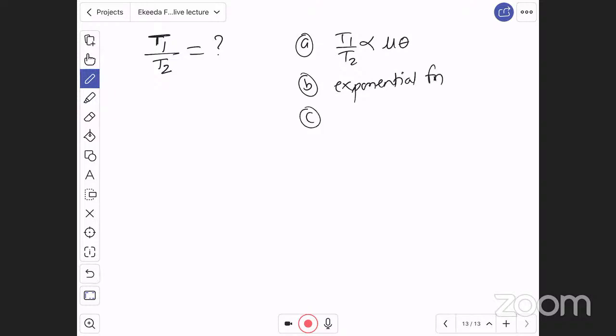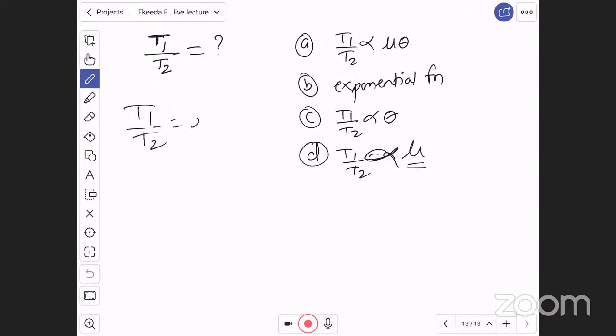Option C, proportional to lap angle. T1 by T2 is proportional to lap angle. And option D, proportional to coefficient of friction. T1 divided by T2 is proportional to coefficient of friction. These are the different options. Very simple. T1 divided by T2 is equal to e to the power mu theta. Means it is an exponential function. Therefore, option B is the correct choice.